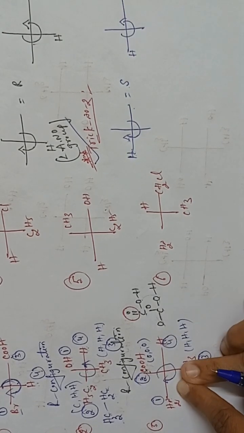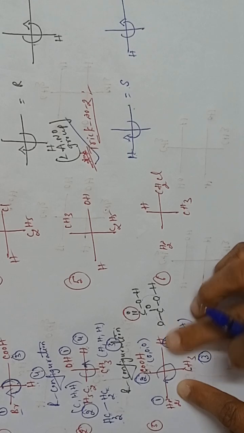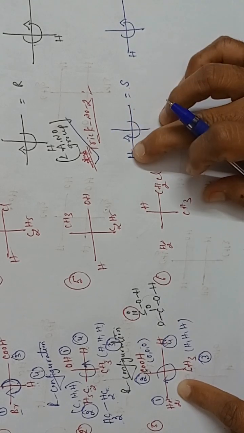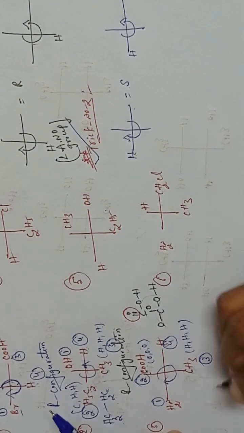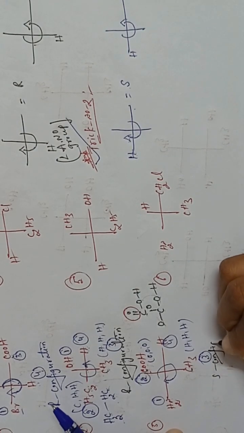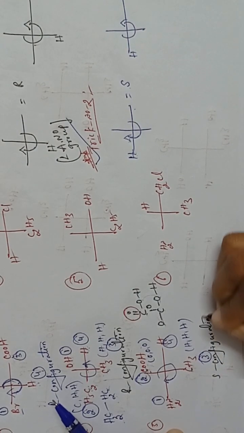Following? Clockwise direction, and the hydrogen atom is on the horizontal line. Which configuration? S configuration. Clear? S configuration. Very easy, students. Now tell me the next example.